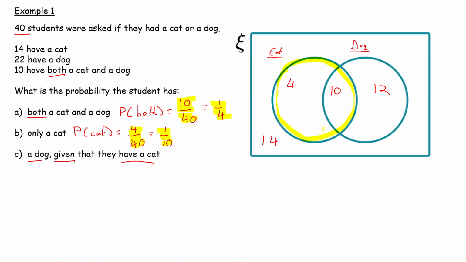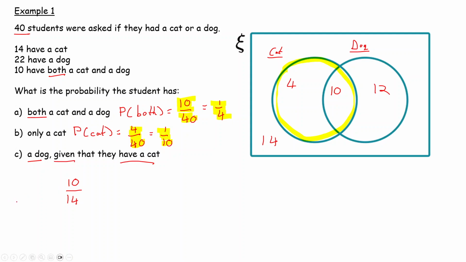So given they do have a cat, the total must be out of 4 plus 10, which is now 14. So the total is not 40 anymore, it's 14, because it's just looking at the cat circle. The probability that they have a dog? Well, we're looking at this 10 here, because that could be a dog in there. It can't be the 4, because that's just cat. The 10 could be a dog. So it's going to be 10 over 14.